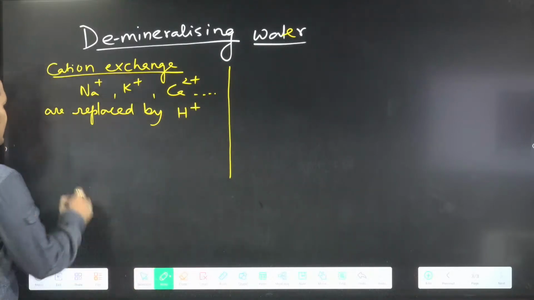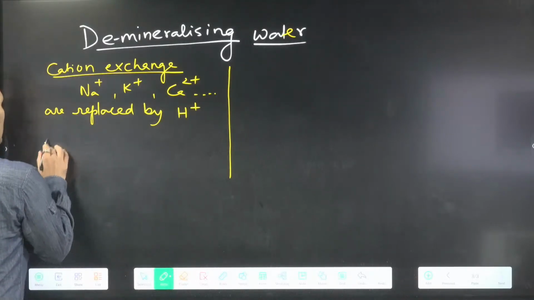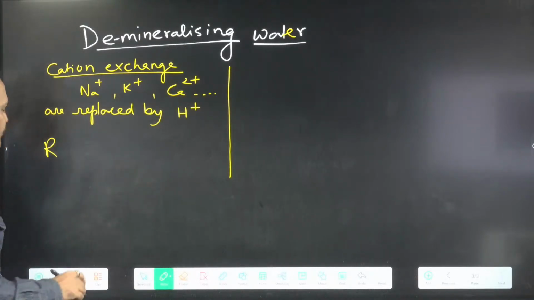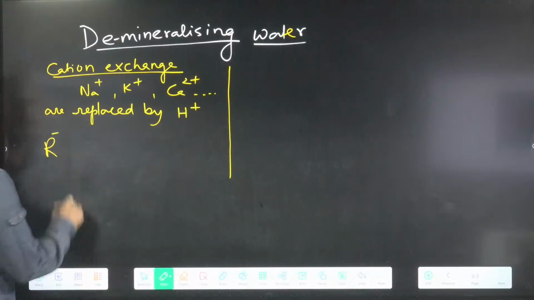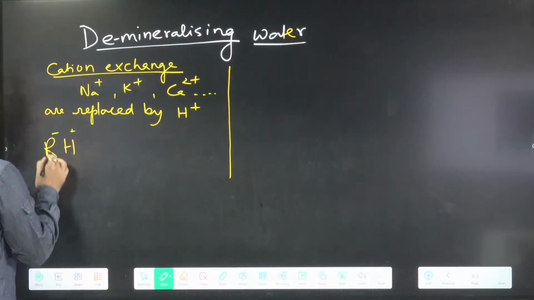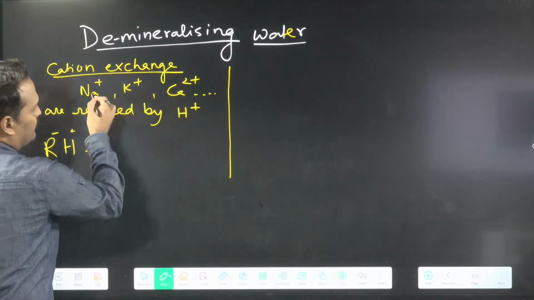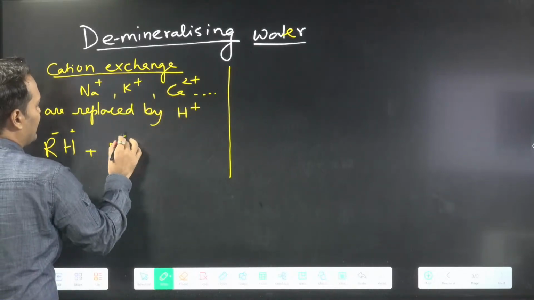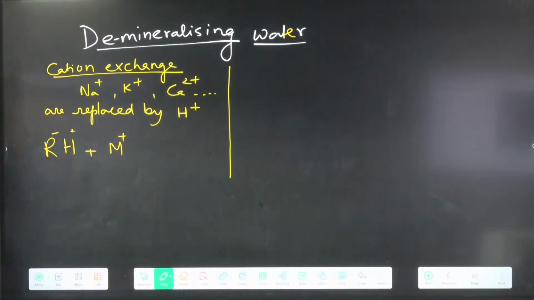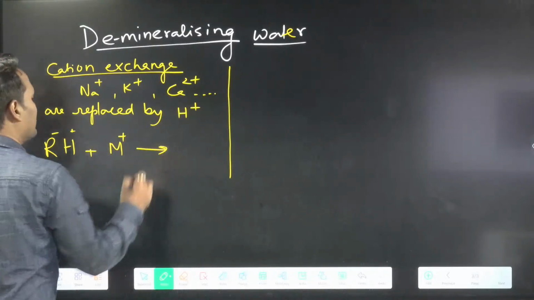You will only tell. See here everyone, look quickly. I am again taking resin. What was the resin? R minus, H plus. So I am taking RH. Now these ions are there. Suppose I am taking a +1 charge ion, Na plus, K plus. Now what will be the reaction? Can you tell?